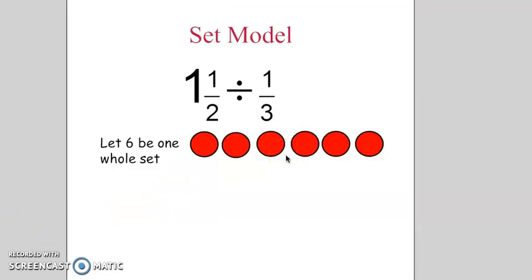Now let's try it with the set model. How can we see this same division idea with the set model? So let's choose our sets and define them accordingly. So one whole, we can make a set of 6. And think to yourself, why do you think we chose 6? Why didn't we choose 8? What's special about 6, especially with regards to this idea of halves and thirds?